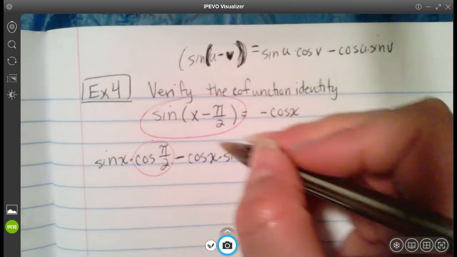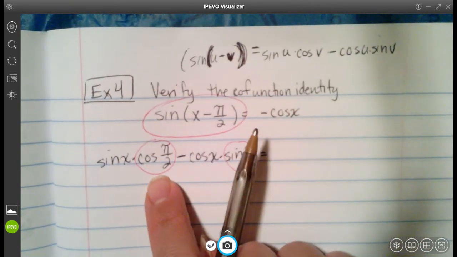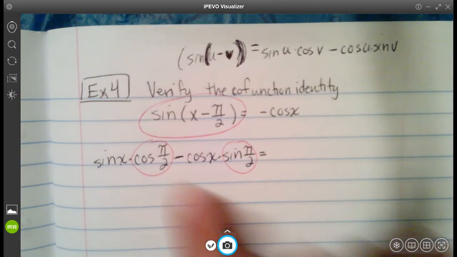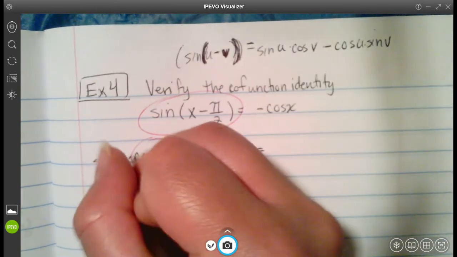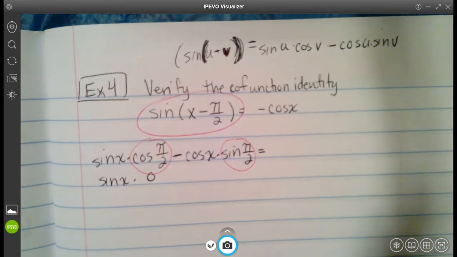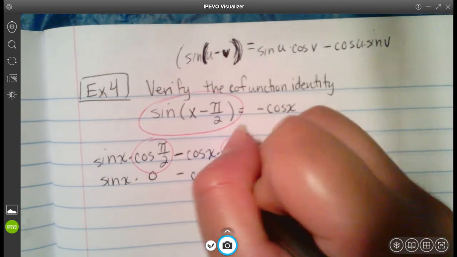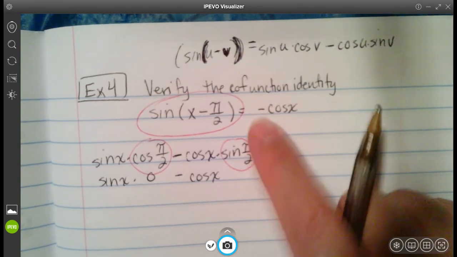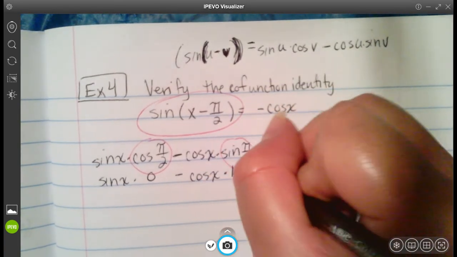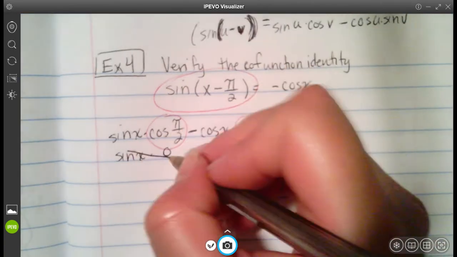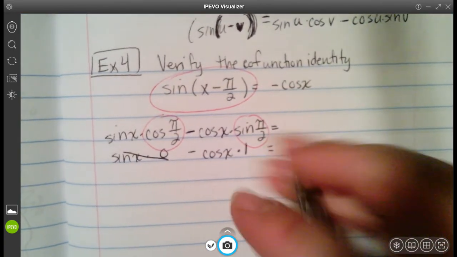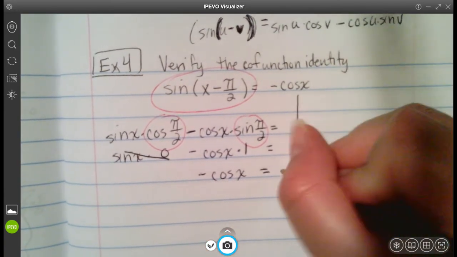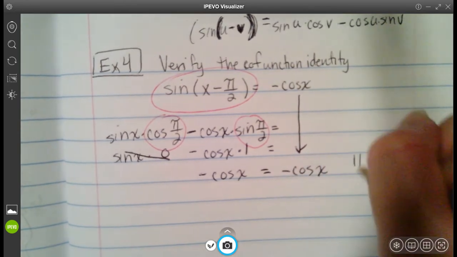I can look at cosine of pi halves and sine of pi halves because I know what the values are there. Remember that pi halves is basically at the top of the unit circle, where x is equal to 0. So what we have here is sine of x times 0, minus cosine of x, sine of pi halves. Again, we're looking at the top of the circle. Y, which is sine, is equal to 1, so times 1. That means this is gone, and cosine of x times 1 is just the same thing. And I believe that we are done.